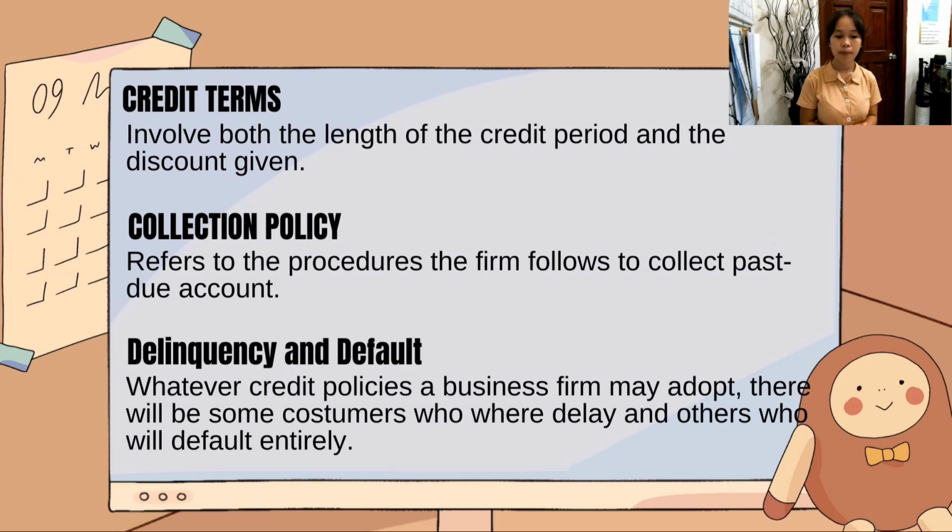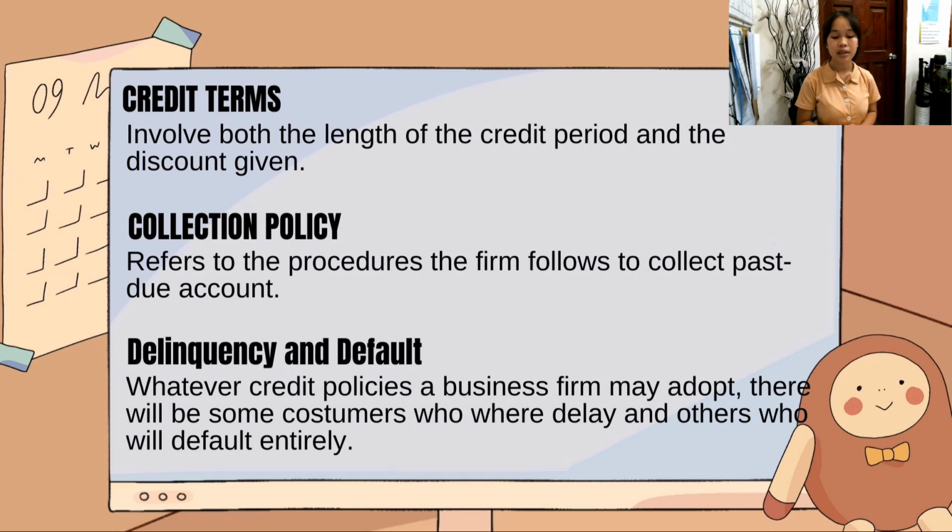Next is collection policy. Collection policy refers to the procedures that firms follow to collect past due accounts. For example, a letter may be sent to a customer when a bill is deemed past due. A more severe letter followed by a telephone call may be used if payment is not received within 30 days, and the account may be turned over to a collection agency after 90 days.